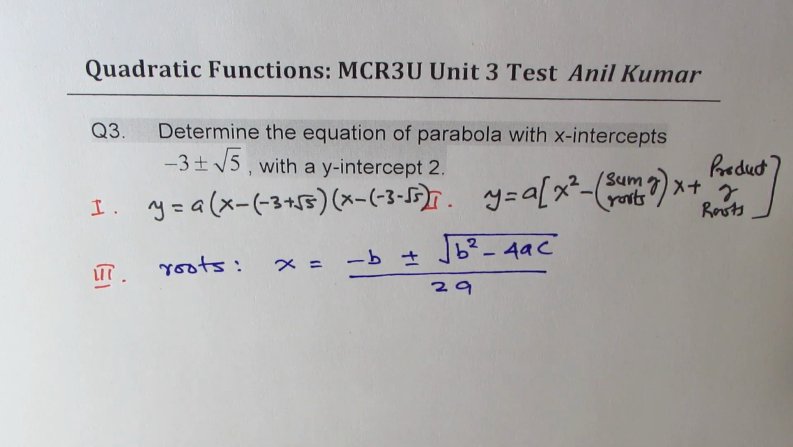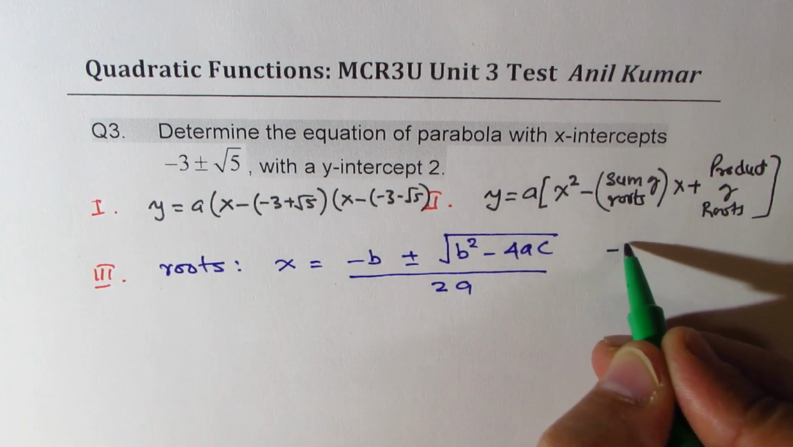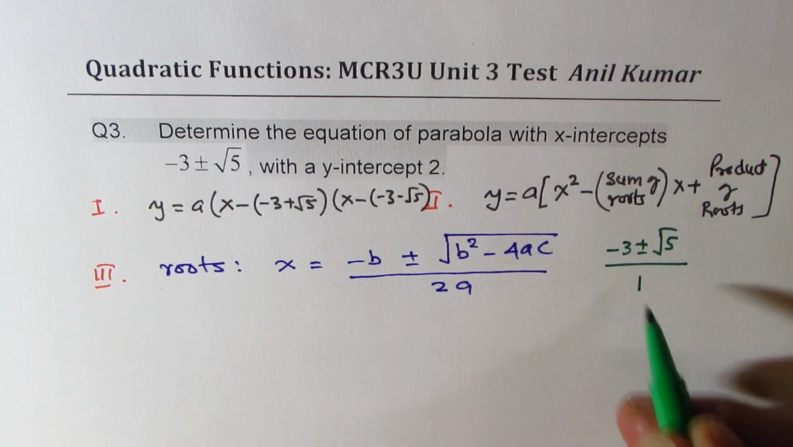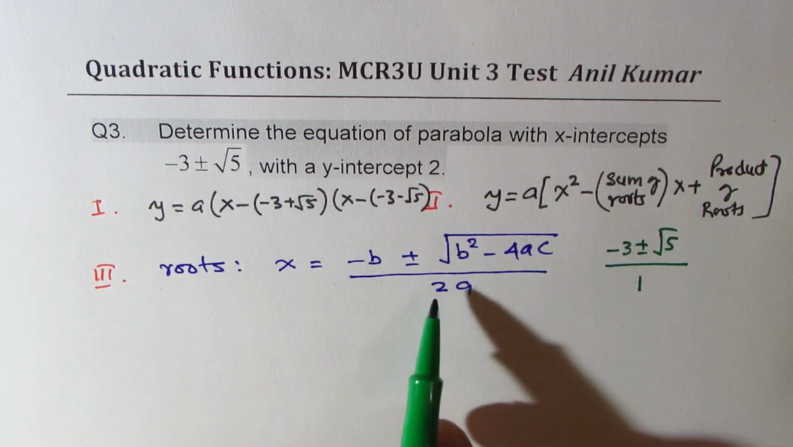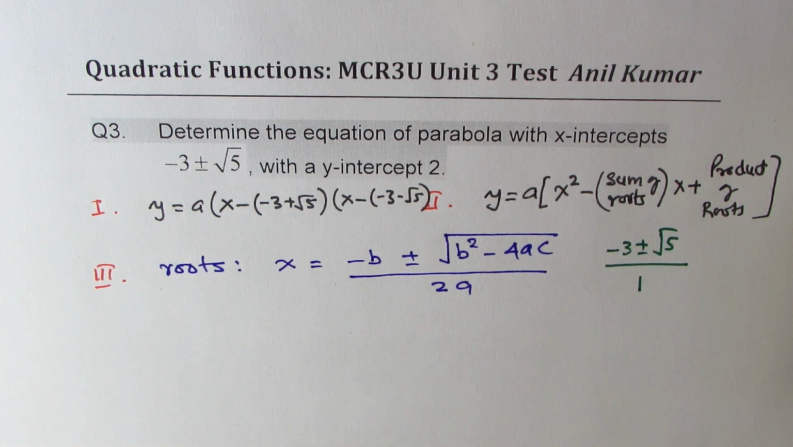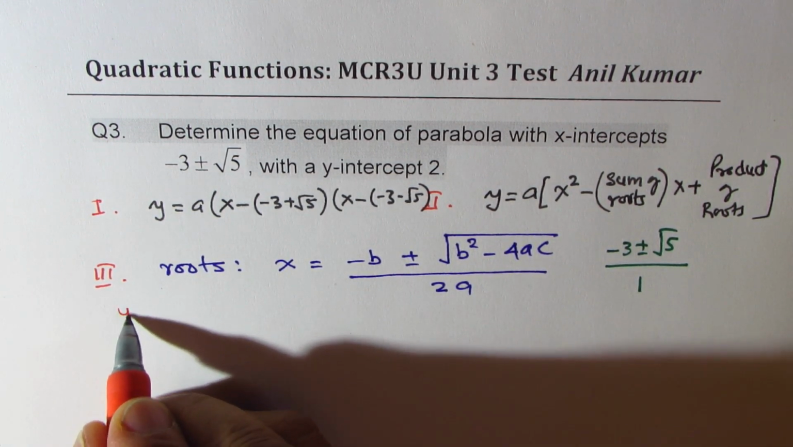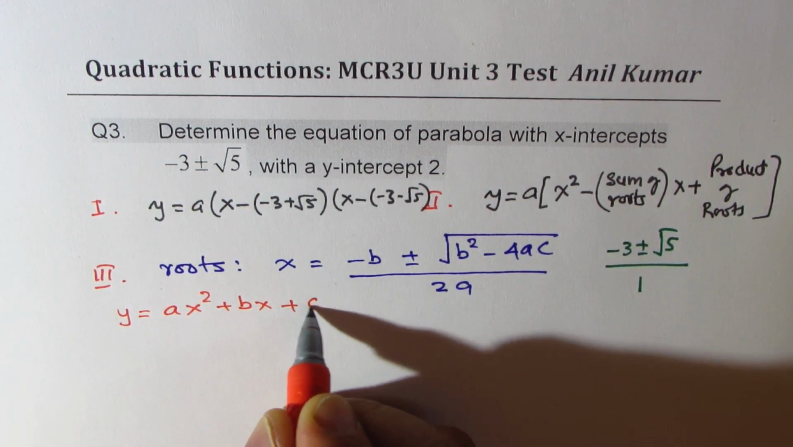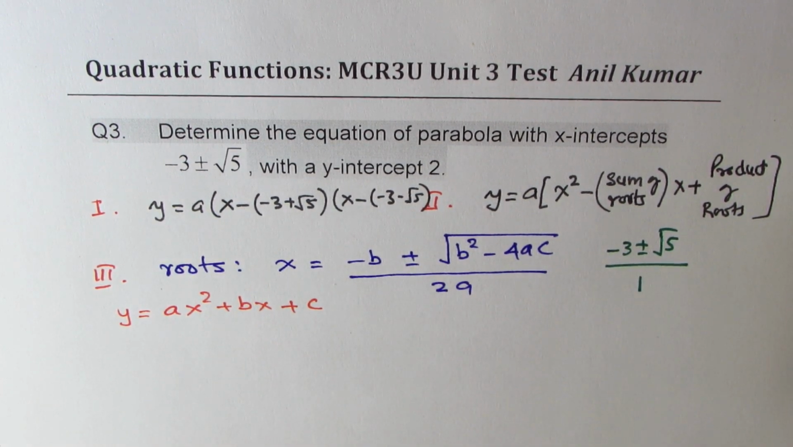Now, what are we given? Let's look into it. We are given minus 3 plus minus square root of 5 divided by 1. Now, by simple comparison, we can find the quadratic equation. I hope you're getting the point, right? So what I'm trying to say here is that if my equation is y equals ax squared plus bx plus c, then from comparison, I can get all the values. So let's look into it.